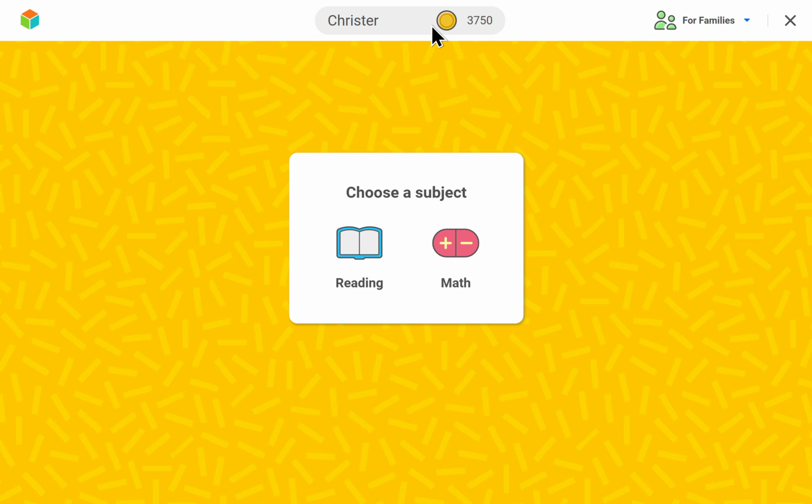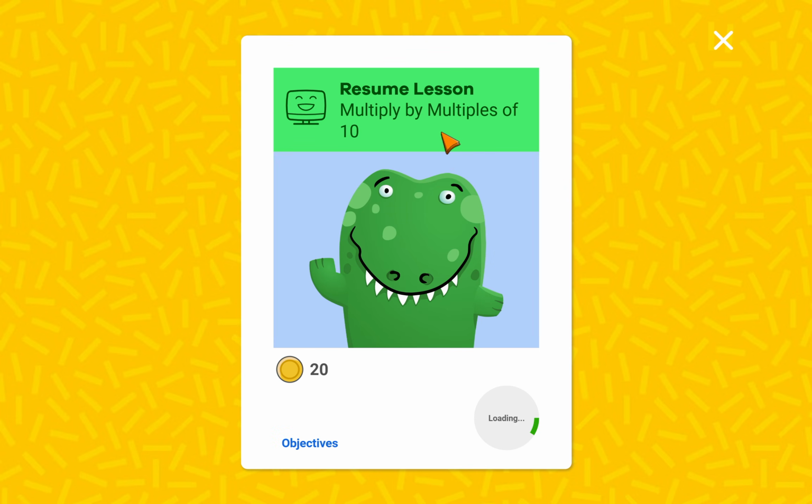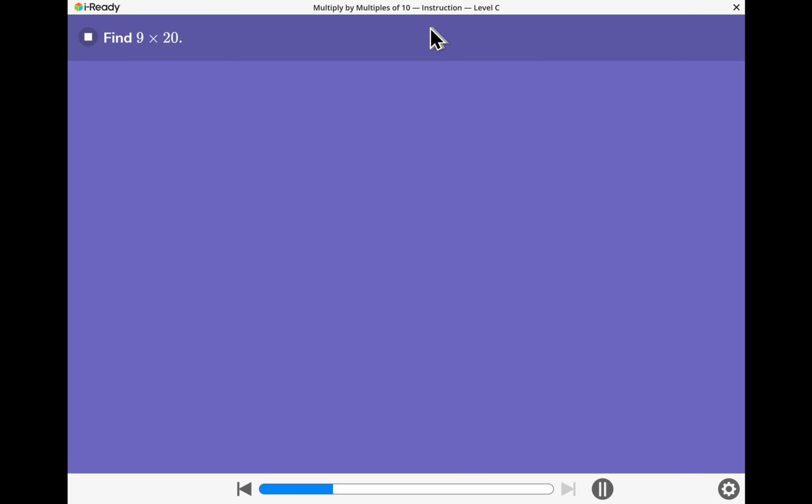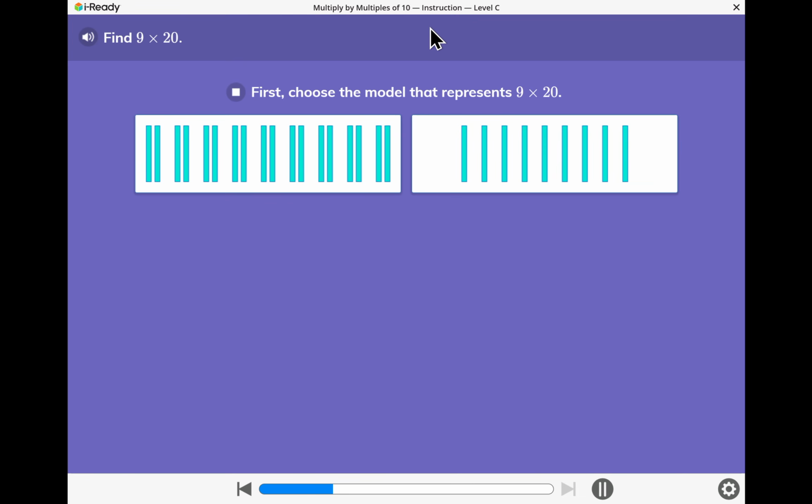Hi everyone! Today we're gonna do iReady Math! Peter. Find 9 times 20. First, choose the model that represents 9 times 20.